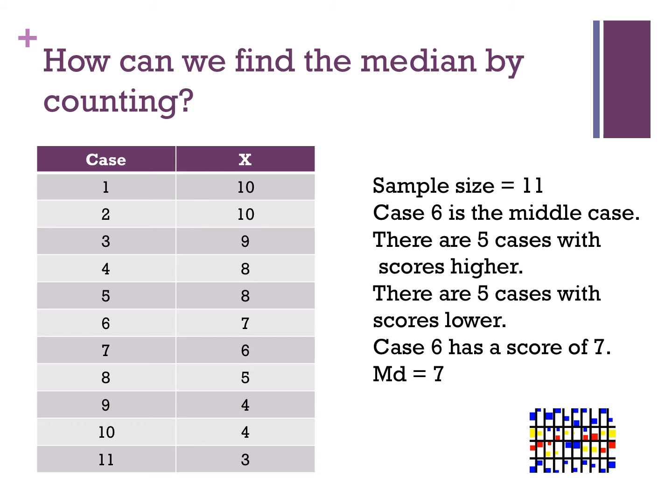How can we find the median by counting? We find it by using the following information. We look at the sample size, which is 11 in this case. Case 6 is the middle case. There are 5 cases with scores higher, and there are 5 cases with scores lower. Case 6 has a score of 7, so the median equals 7.